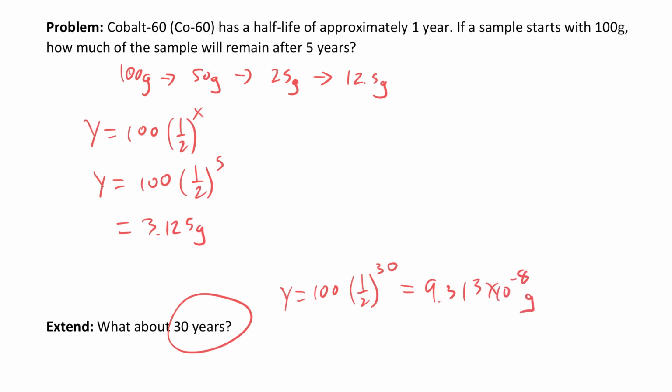What this means is there's going to be 1, 2, 3, 4, 5, 6, 7, and then the 9. So 1, 2, 3, 4, 5, 6, 7, 8. This is the number if we wrote it out without scientific notation, and it means that there's pretty much none left. In our example with the cobalt-60, after 30 years, there's pretty much no radioactivity left in the sample.